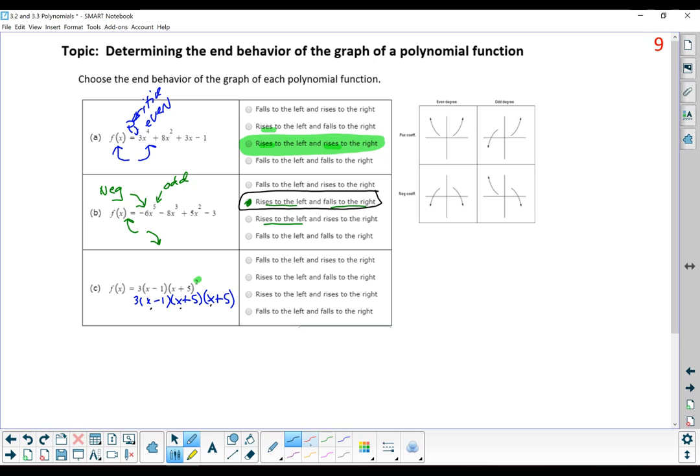So this is a degree 3 polynomial. And if I think about multiplying that out, it would have a coefficient of 3 right here. So that is positive. So this is a degree 3 positive polynomial, so it would look like this. Degree 3 is an odd degree, so the two ends are doing opposite behaviors, and it has a positive coefficient, so it is increasing to the right. So it is falling to the left and rising to the right. So it's that first choice. Fall to the left, rise to the right.